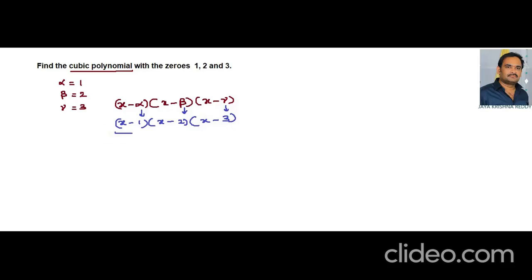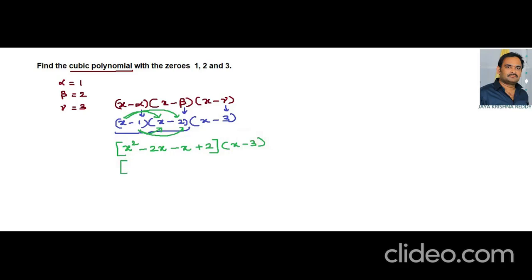First let us multiply the first two terms, x minus 1 into x minus 2. So first you have to multiply this x minus 2 with x, means x into x, it is x square, and the next x into minus 2, it is minus 2x, and the next minus 1 into x, minus x, and minus 1 into minus 2, minus into minus is plus, 1 into 2 is 2. This is the product of the first two terms, and writing the third term as it is, x minus 3.